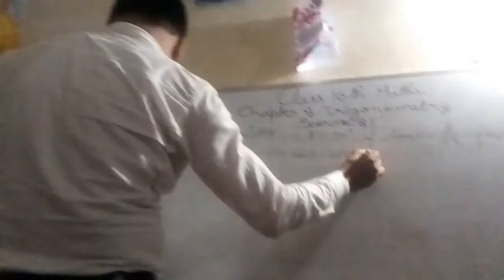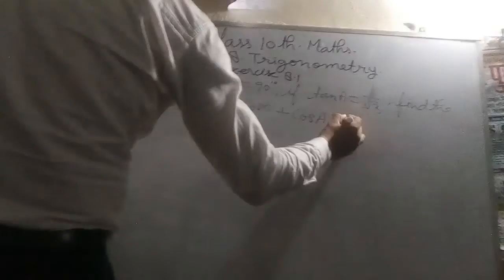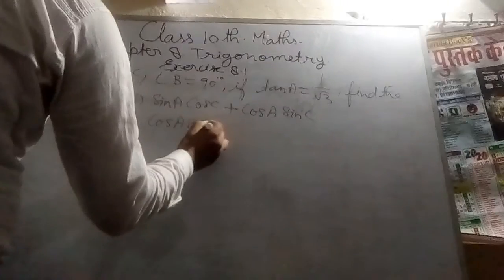number 1, sin A into cos C plus cos A into sin C, and second part, cos A into cos C minus sin A into sin C.